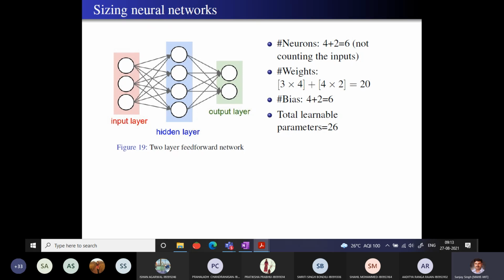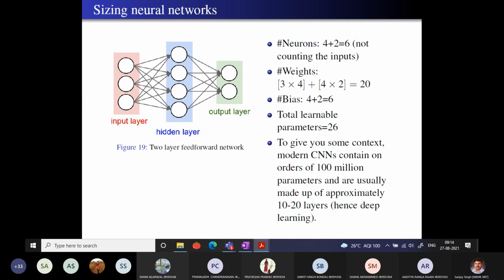So likewise, you can expect that a random architecture is given to you and you are asked to find how many learnable parameters are there in this particular network architecture. That's as simple as that.